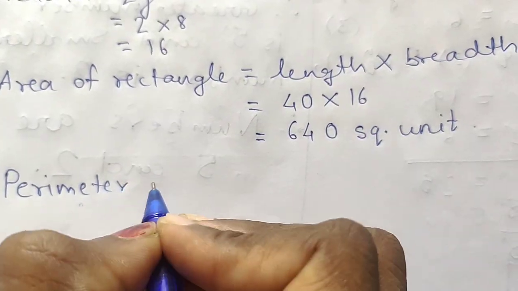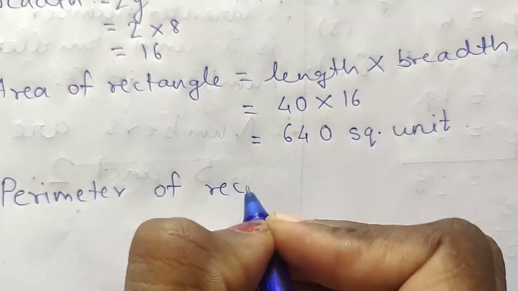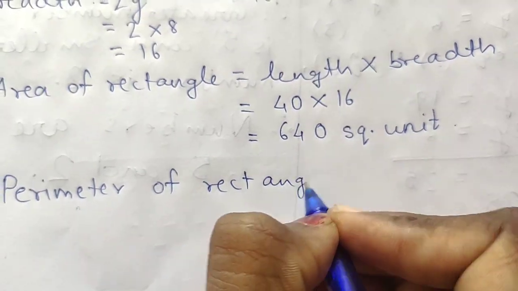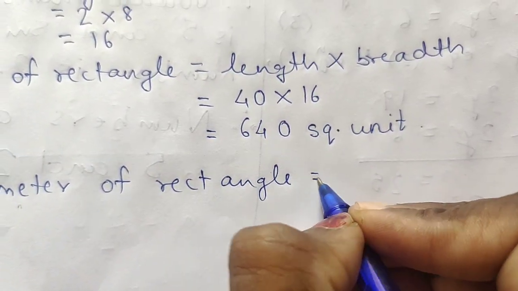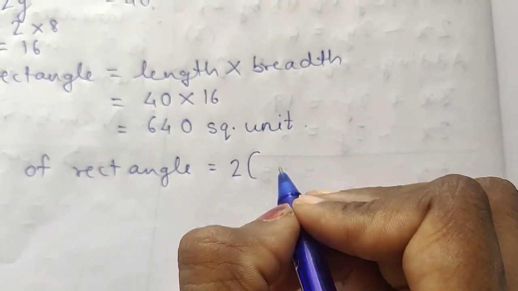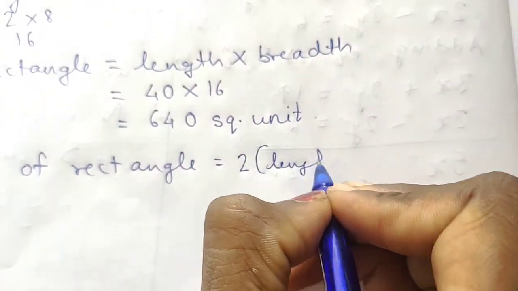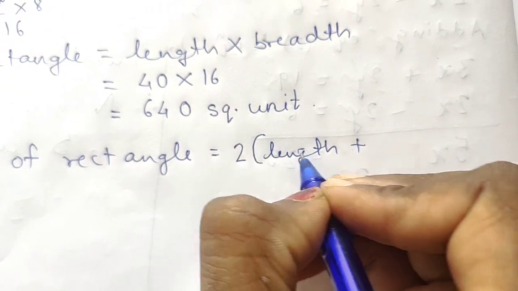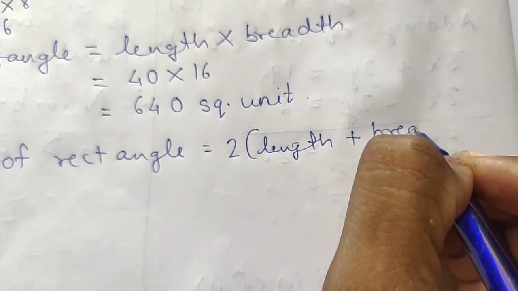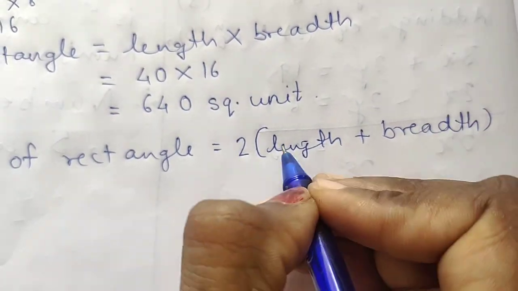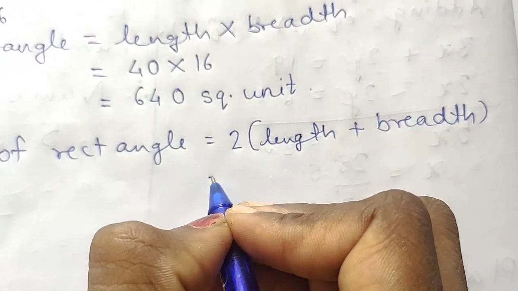So perimeter of rectangle. Now see the formula first. 2 bracket length plus breadth. Okay, this is the formula for perimeter.